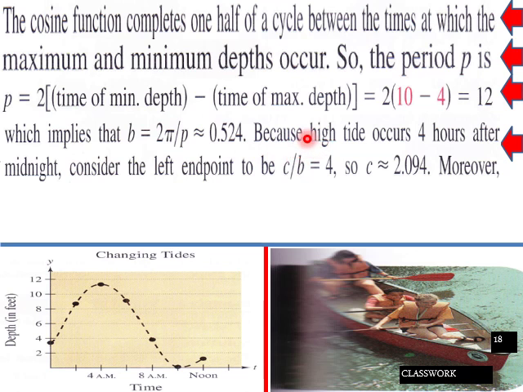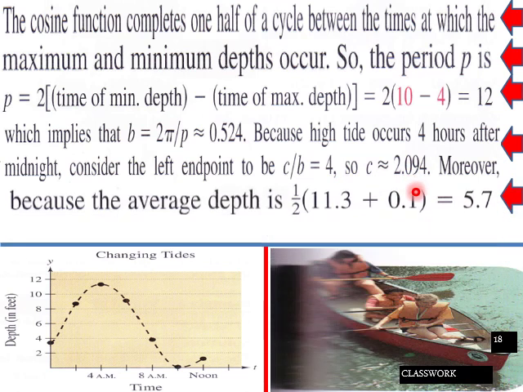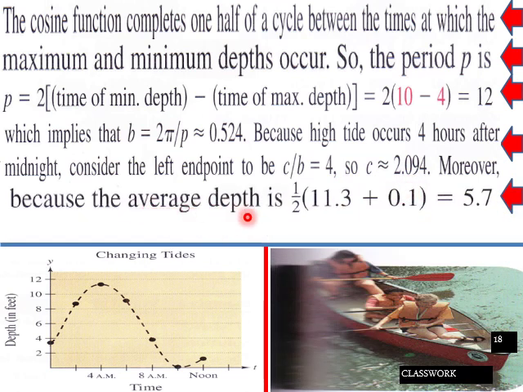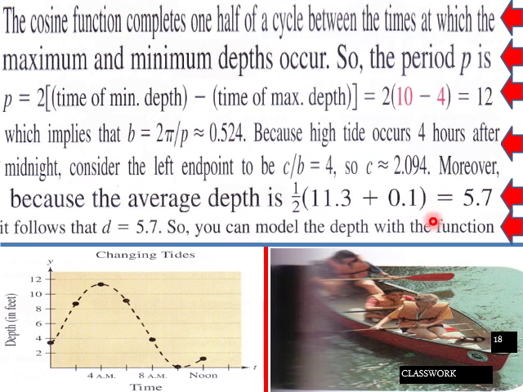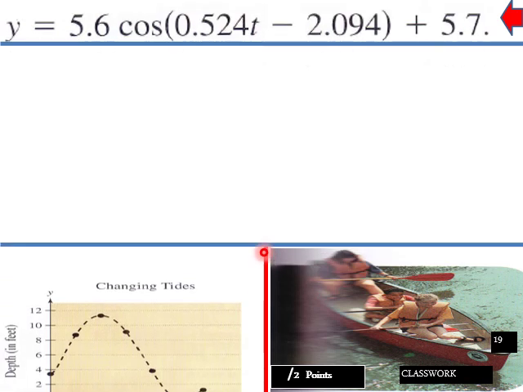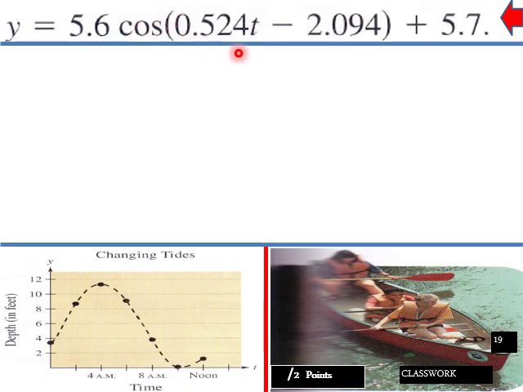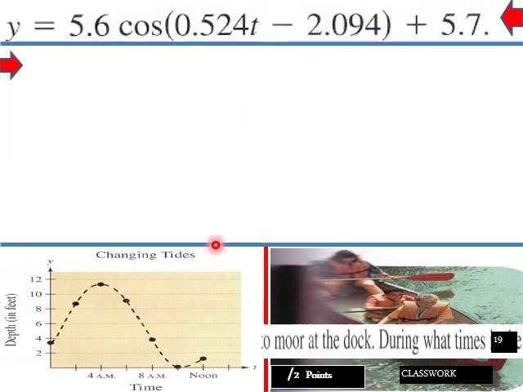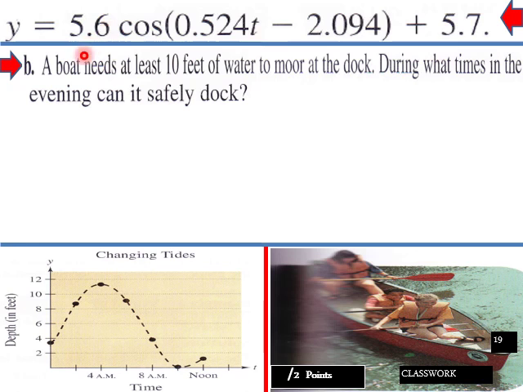Also, high tide occurs 4 hours after midnight. Consider the left endpoint to be c over b equals 4, so c would equal 2.094. Moreover, because the average depth is 5.7, it follows that d equals 5.7. So you can model the depth with the function y equals 5.6 cosine quantity 0.524 t minus 2.094 plus 5.7. So that would be one possibility for that.